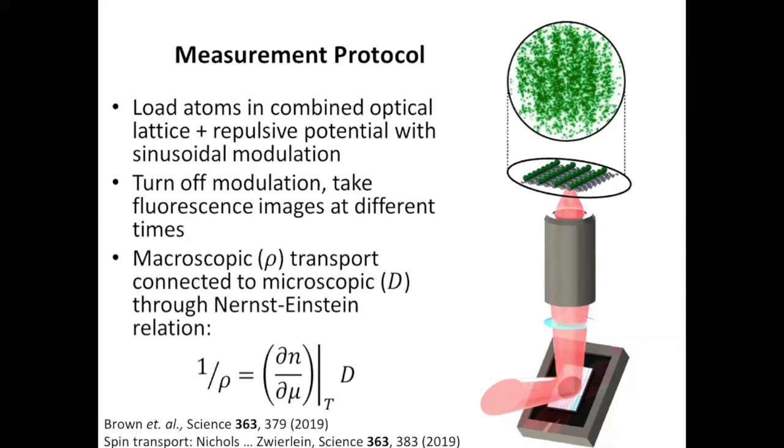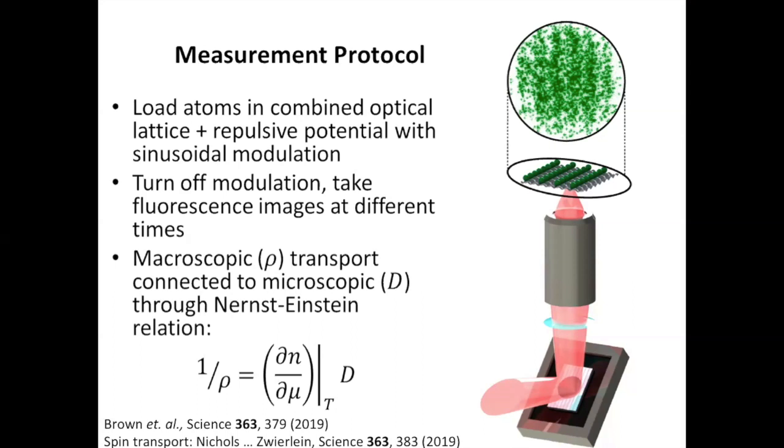So we measure the compressibility by putting the gas in a harmonic trap. If you think about the system in a local density approximation, then this harmonic trap leads to a varying local chemical potential. And simply by measuring the response of the density to that, we can extract the compressibility. The more challenging thing to measure here is the diffusivity, and that's what our experiments are focusing on.